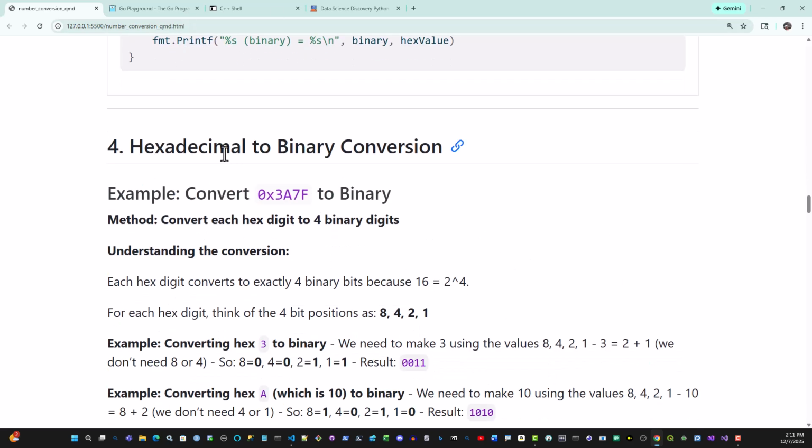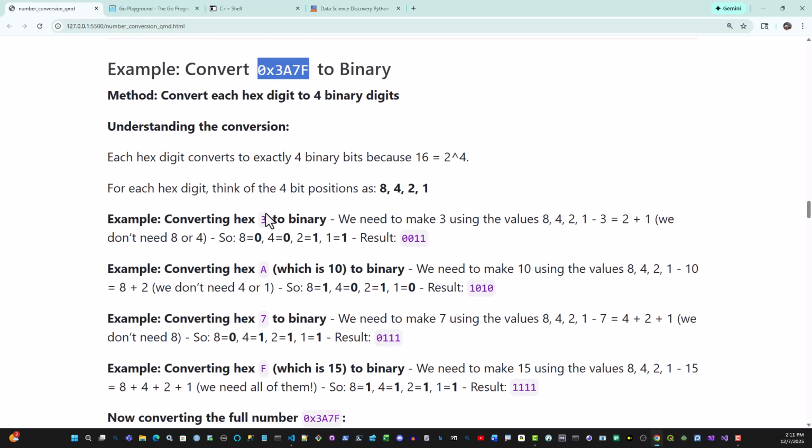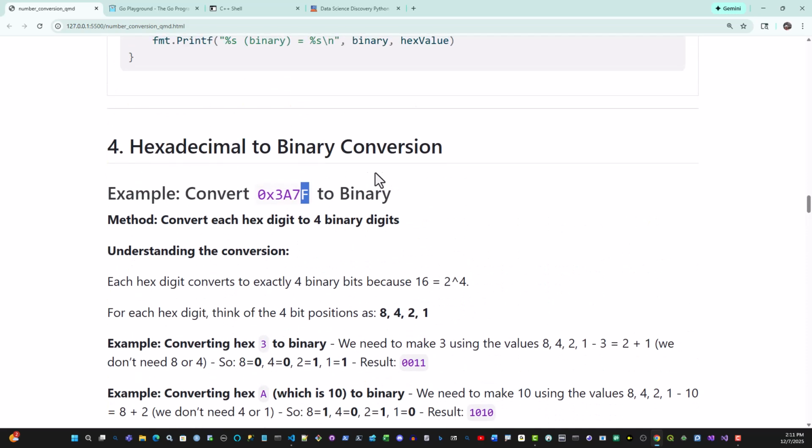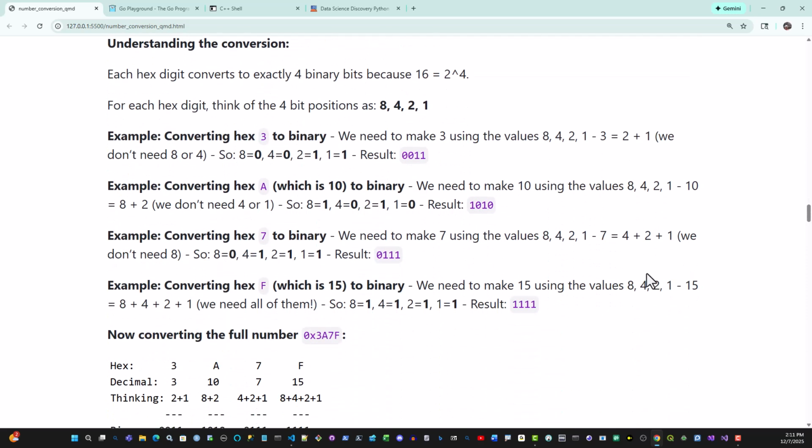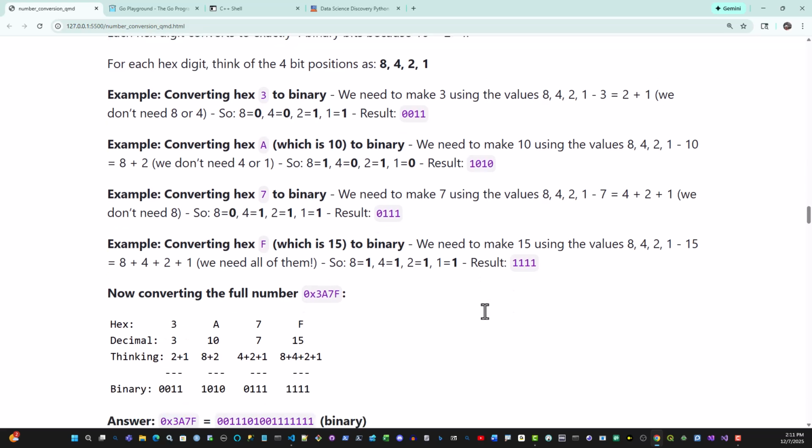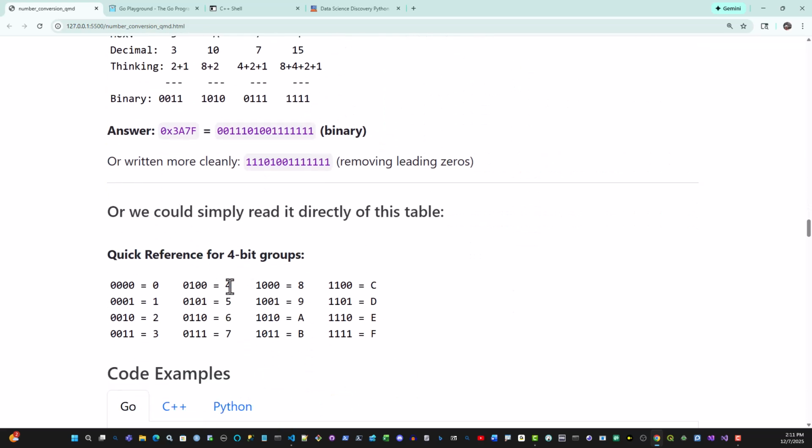And here you have hexadecimal to binary conversion. Here's the hex number we want to convert. And we're going to make groupings of 4, remember? The first 2 goes away. We got a 3, we got a 10, we got a 7, and we got a 15. So we need to figure out what is the equivalent of these. Well, you could do it the long way like this, or we could simply look it up, right?